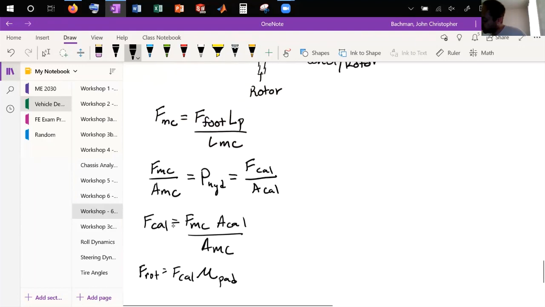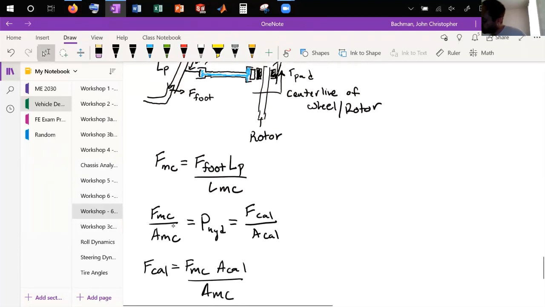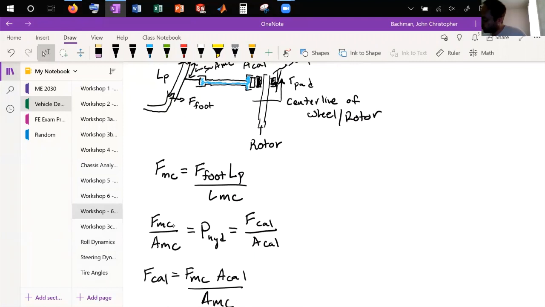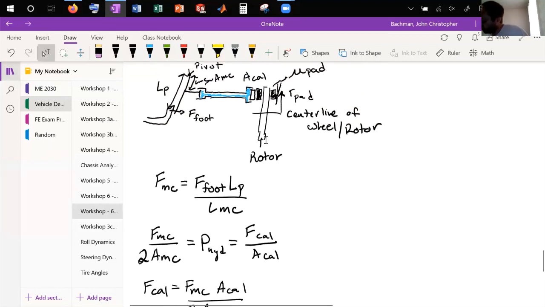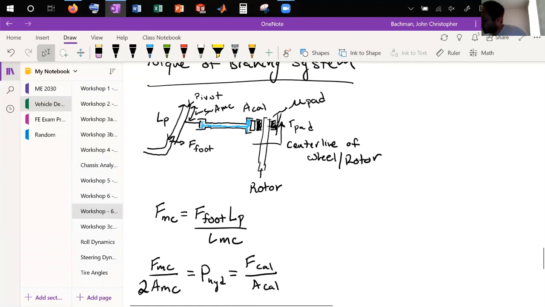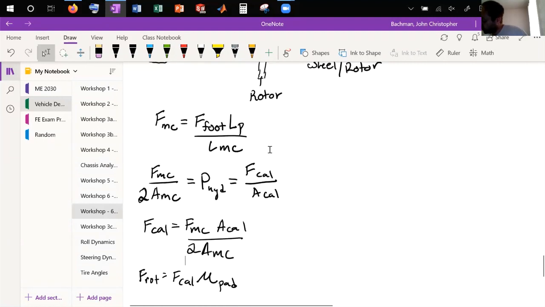One thing we should keep in mind too for our tandem systems, because we typically, for Baja and Formula, have these tandem master cylinder circuits. We're going to have to divide this by 2 because typically we're going to have 2 master cylinders. So we should divide these by 2 in all these cases. But we will get a multiply by 2 because we're going to have friction on both sides, right?